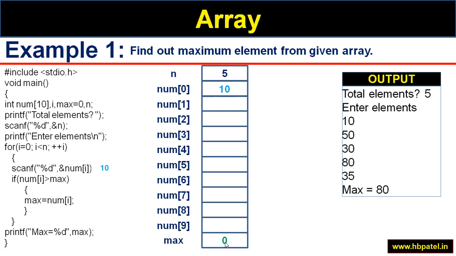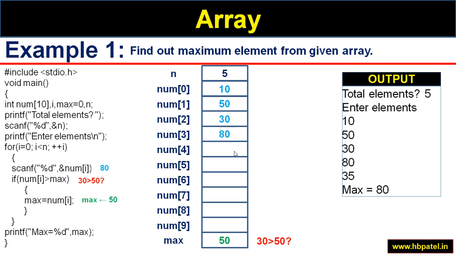So initially I entered 10. Now we are checking, 10 is greater than 0? Yes, it is greater than 0. So that 10 is assigned into max. So the new value of max is 10. Then next time 50. Now 50 is greater than 10? Yes, so 50 is assigned here. The next value is 30. 30 is greater than 50? No, so 50 will remain there.